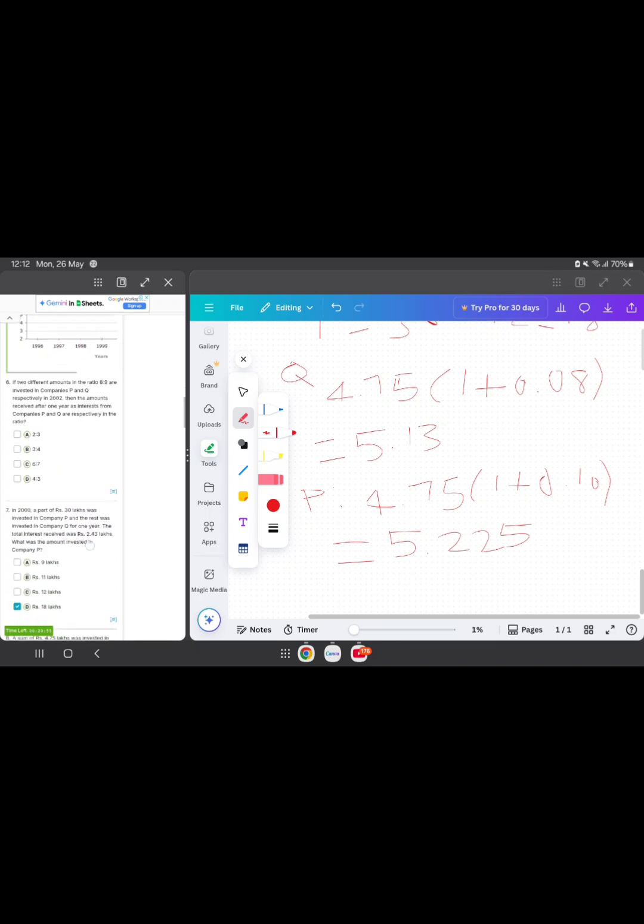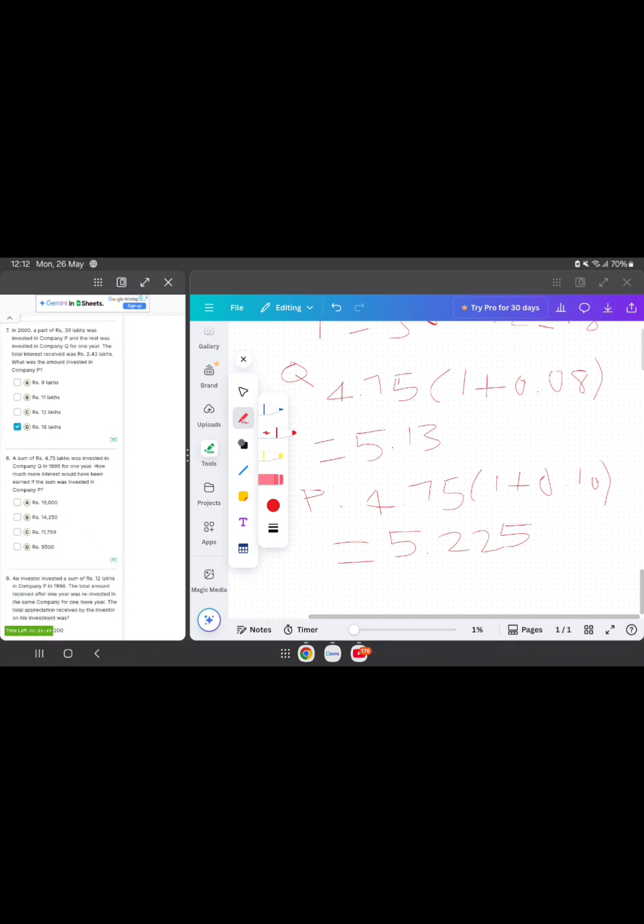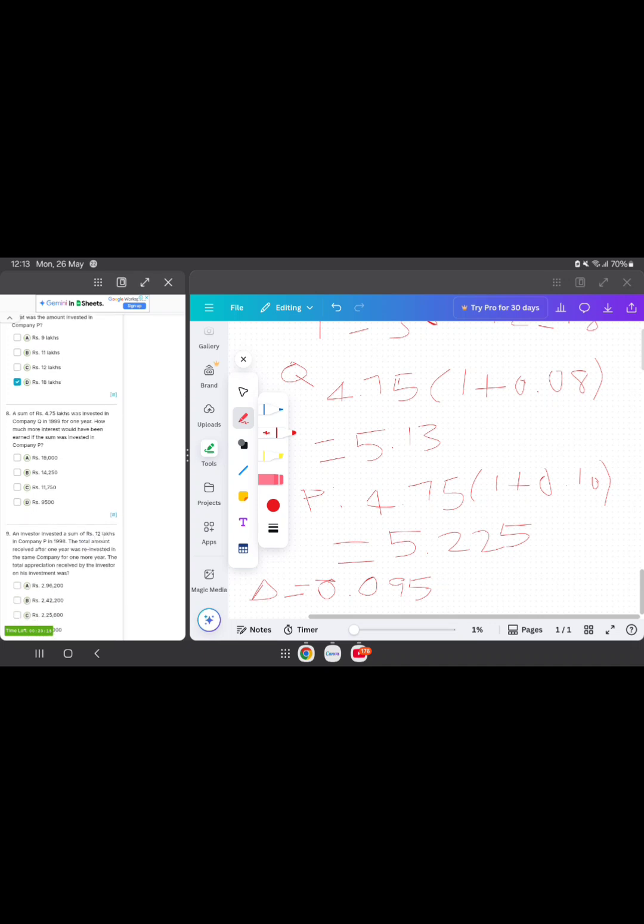So the question asks how much more interest would have been earned if the sum was invested in company P. So we are going to take 5.225 and subtract the 5.13 to get the value they are asking for. So 5.225 minus 5.13 is 0.095 lakhs, which is 9,500 here.